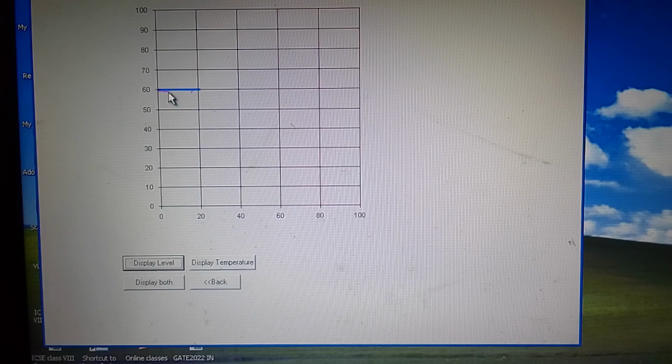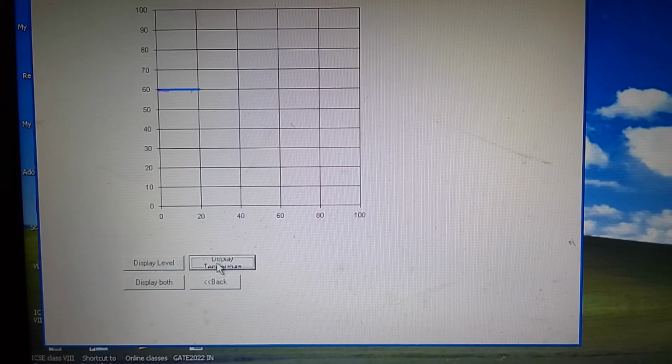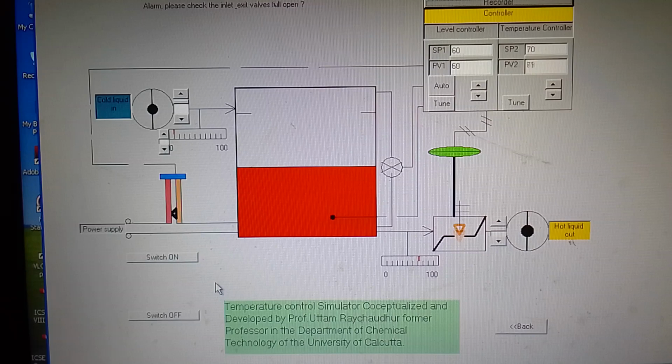Here it is 60, exactly matching the PV value. The red one is the PV value, the measured value, and the blue one is your set point. Now display the temperature. See, it is 70 degrees centigrade, it is matching and there is no offset. So you can see that both the level and temperature are maintained.